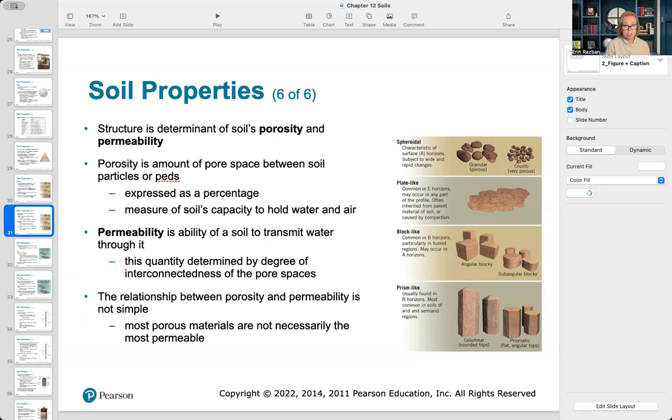So these shapes determine crucial properties like porosity and permeability. Think of it like the difference between a tightly packed suitcase and one with strategic packing. Some arrangements just work better.